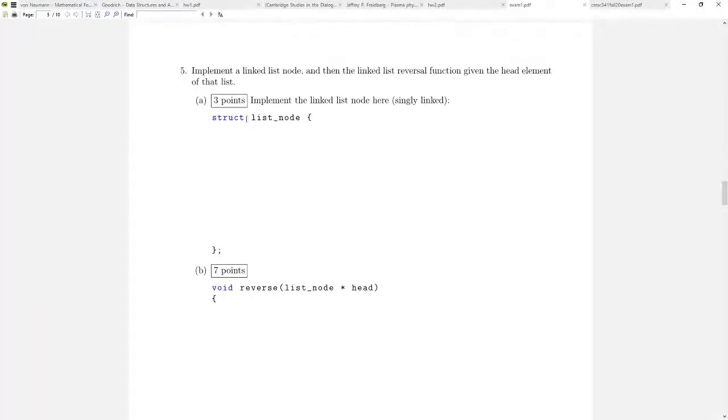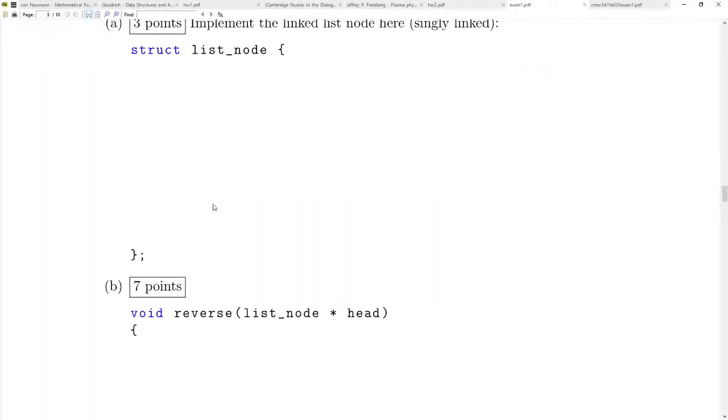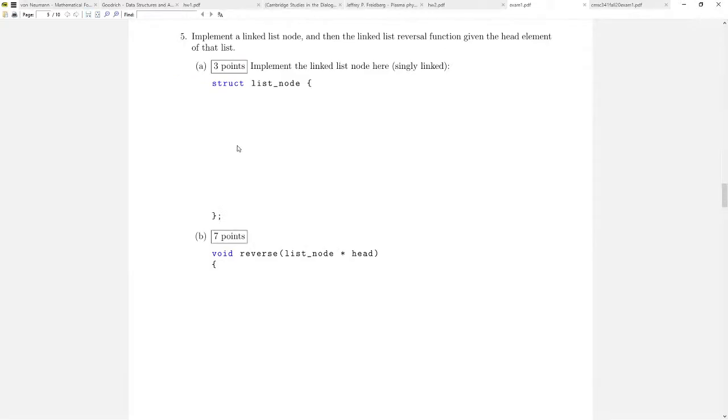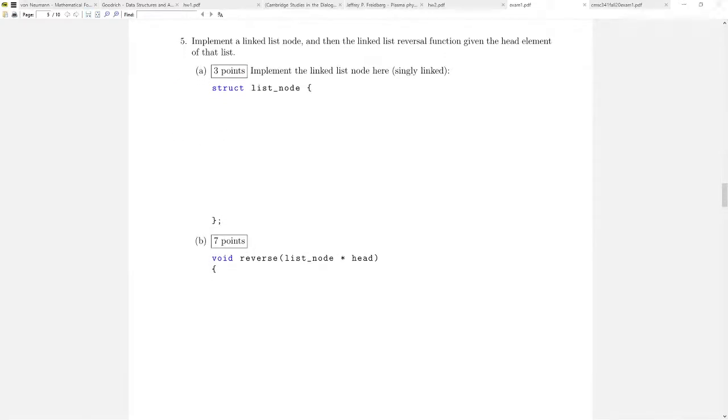So here I say implement a linked list node. This one's pretty easy. All you've got to do is say that there's a next pointer, so you do a list node pointer, right? So in order to do this problem, let's see here.